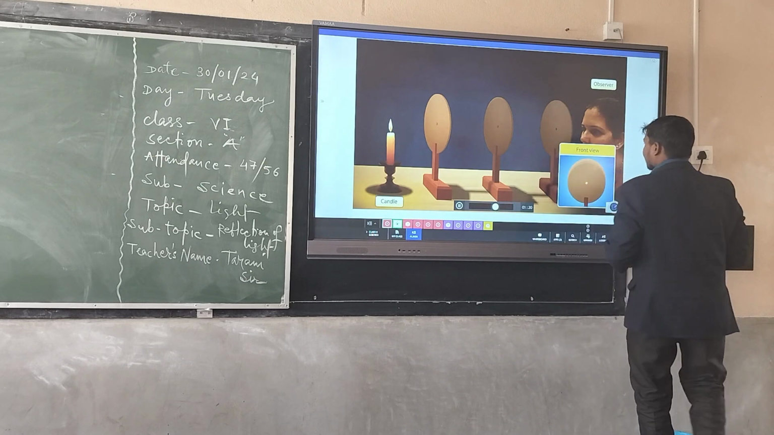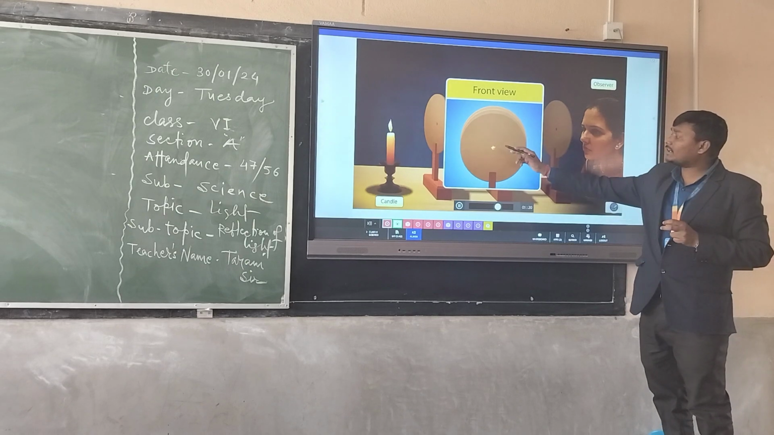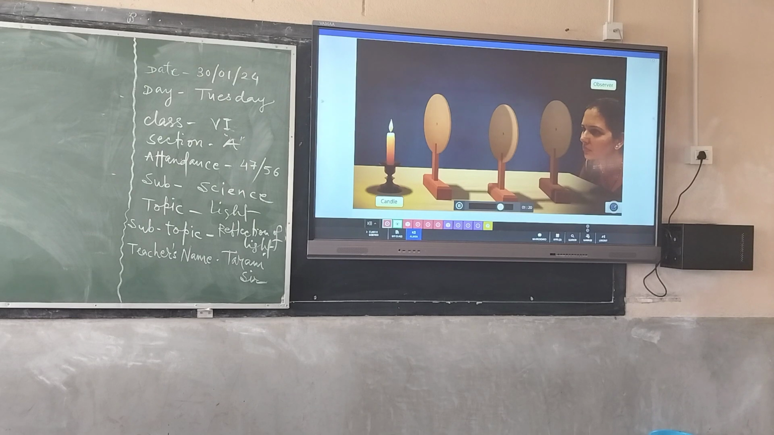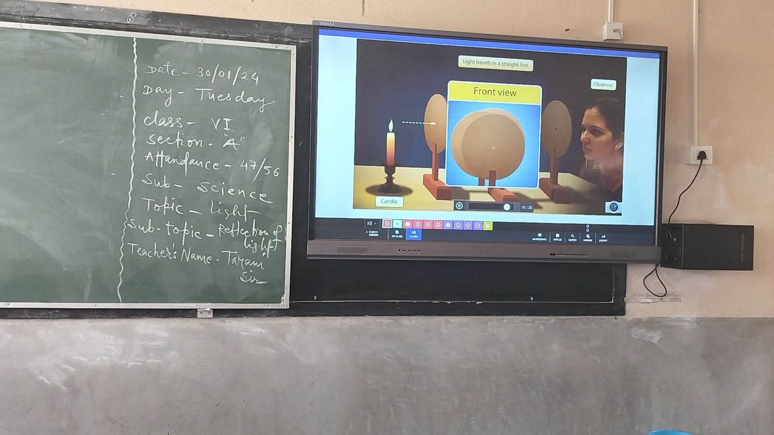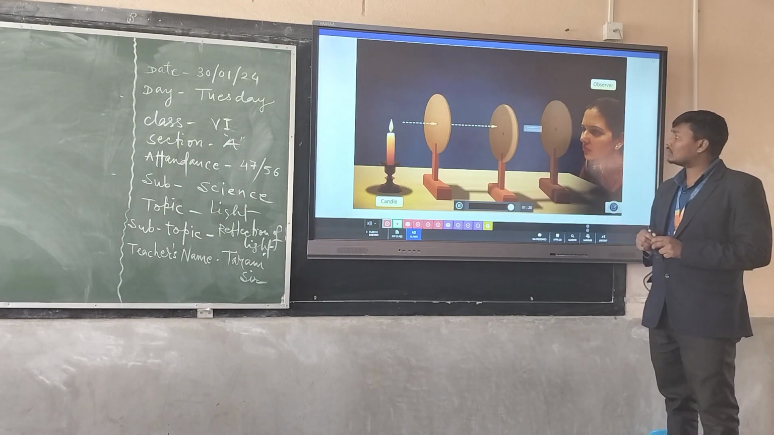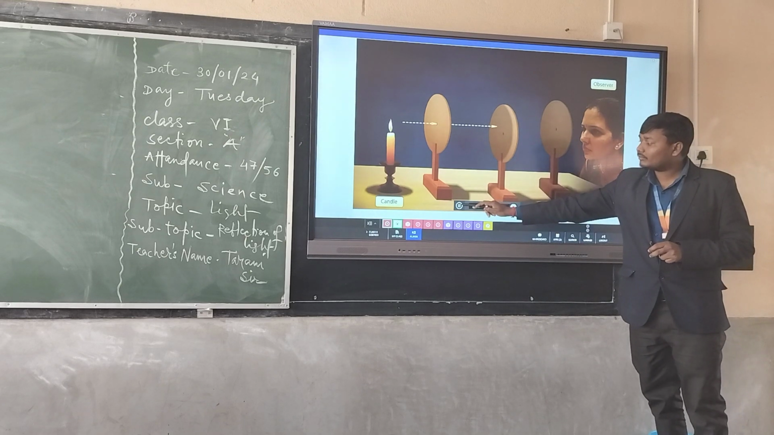You are able to see the light coming from the candle in the front view. Now, if we move each of the cardboards and see if we can still see the light from the candle? We have changed the height of the cardboards, so we are not able to see the light through the pinholes because light travels in a straight line. And when you displace one of the cardboards, light gets blocked and cannot reach your eye. Understood?